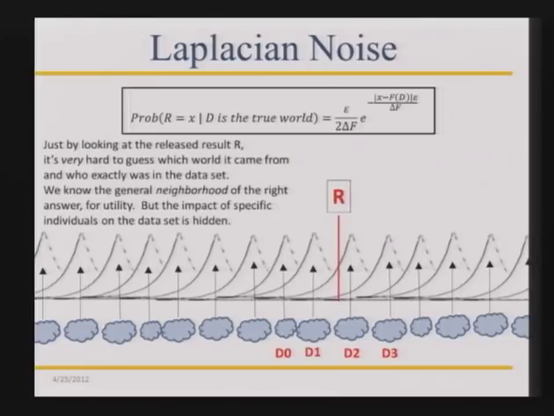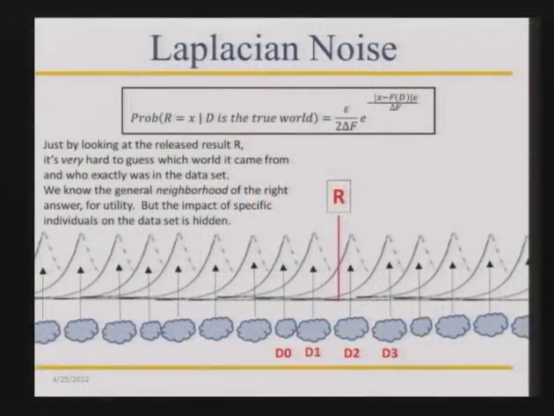So, for instance, if I return this result R, you see that R might have come from D2, because D2 has a good chance of producing that value. It might have come from D1. D1's got a pretty good chance of producing that value. D3's got a small chance, but it's there. Same thing with D0. And in fact, you can imagine D50 has a very tiny, but still technically possible chance of producing that answer. So it's very likely that the answer we get is going to be in the neighborhood of the true answer. We know that it's somewhere in the D0 to D3 region, but we're not going to know which specific world it is. And since we don't know what specific world it is, we don't know whether any individual was in the data set.